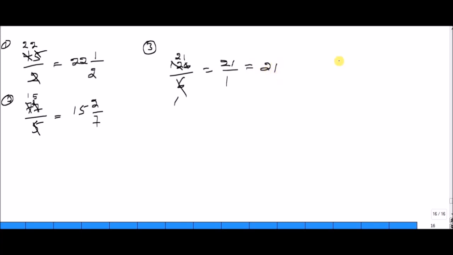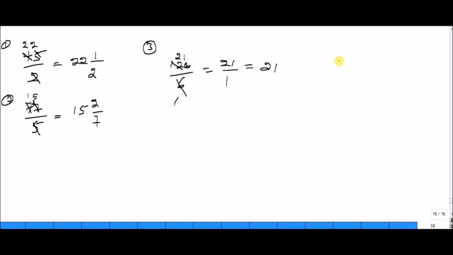So that is the first 3 examples in exercise 1 on page 149. So again, we see how many times the denominator can go into the numerator. If we have any remainder, we write it as a fraction over whatever the denominator is. And we did 3 of those.